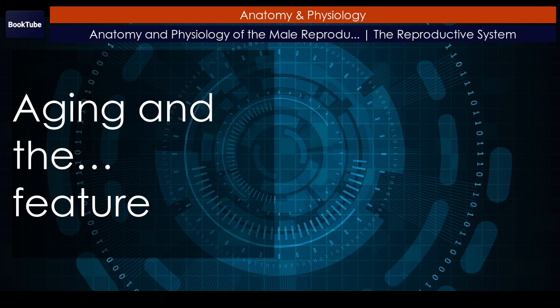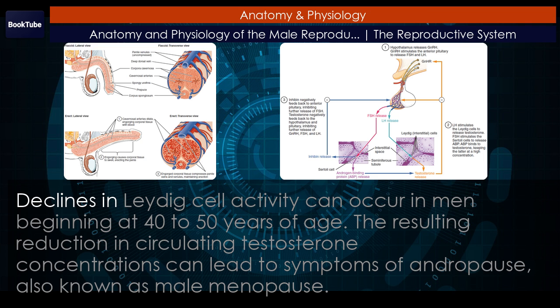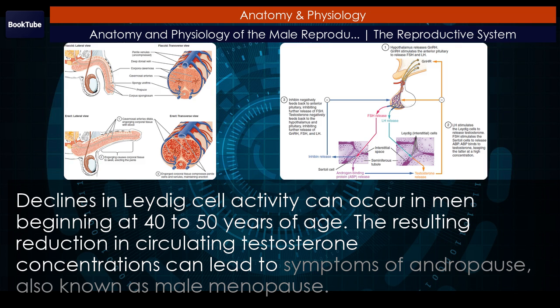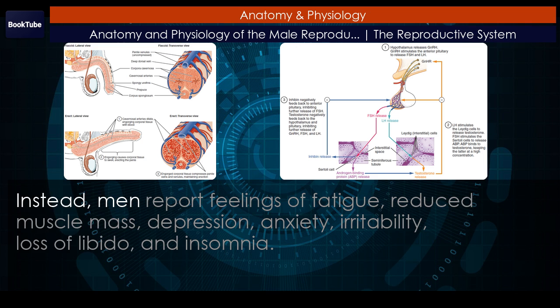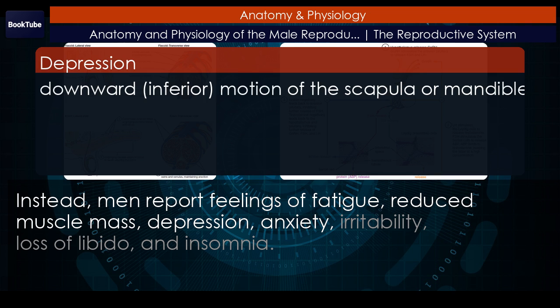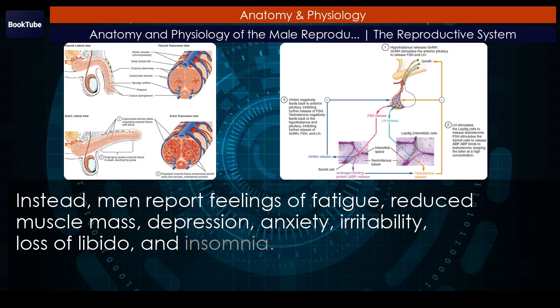Aging and the male reproductive system. Declines in Leydig cell activity can occur in men beginning at 40 to 50 years of age. The resulting reduction in circulating testosterone concentrations can lead to symptoms of andropause, also known as male menopause. While the reduction in sex steroids in men is akin to female menopause, there is no clear sign, such as a lack of a menstrual period, to denote the initiation of andropause. Instead, men report feelings of fatigue, reduced muscle mass, depression, anxiety, irritability, loss of libido, and insomnia.